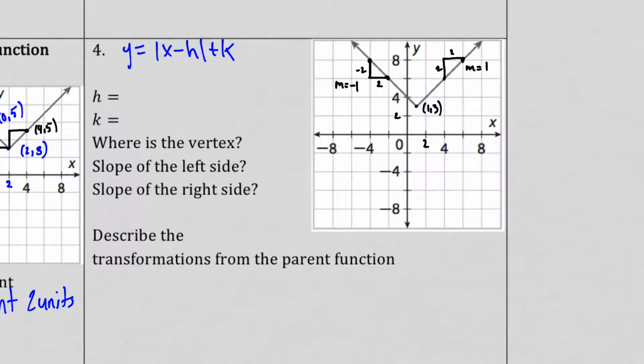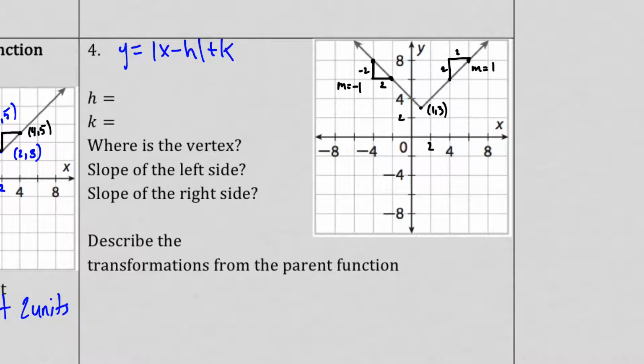So h comes from the vertex, right? H is 1. H is from the vertex, the first number. K is also from the vertex, 3. Where is the vertex then? 1, 3. We already wrote that over there on the graph. What's the slope of the left side? We already found it. It's negative 1. What's the slope of the right side?